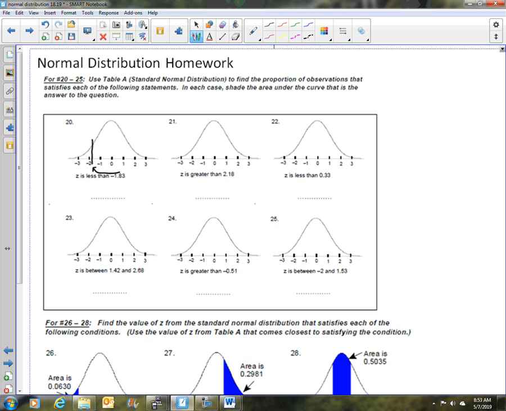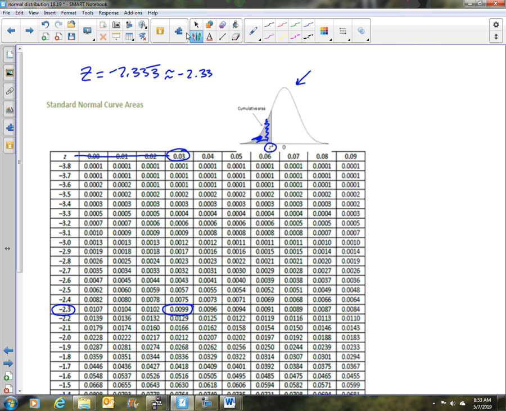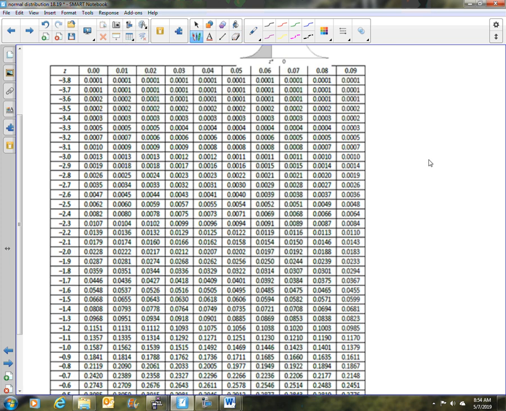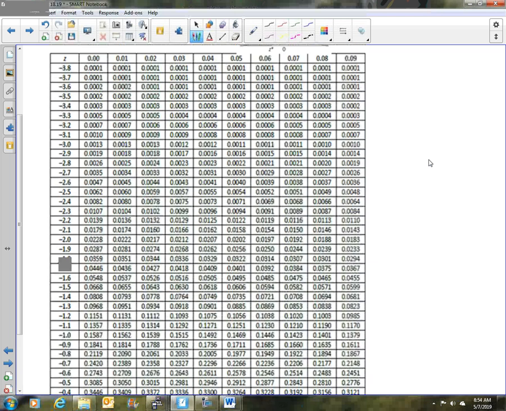would be right about there, and this is the area that we want. So to find that area, or the proportion of scores that fall less than negative 1.83, we're going to go to the standard normal table, and we're going to look for negative 1.83. Now here's negative 1.8, here is 0.03. And so we end up with 0.0336.